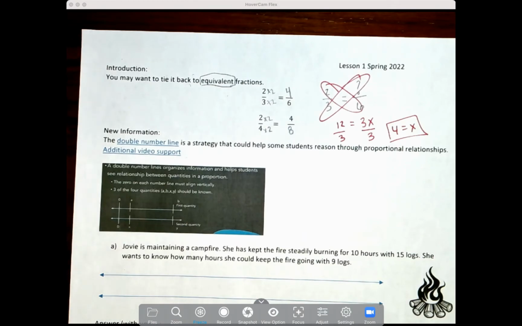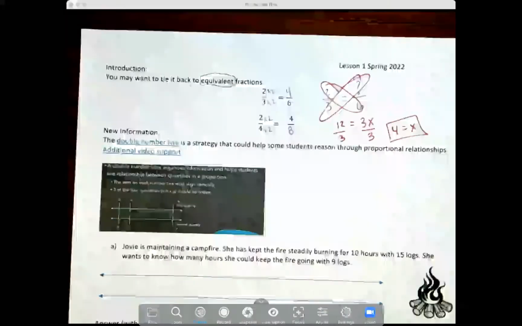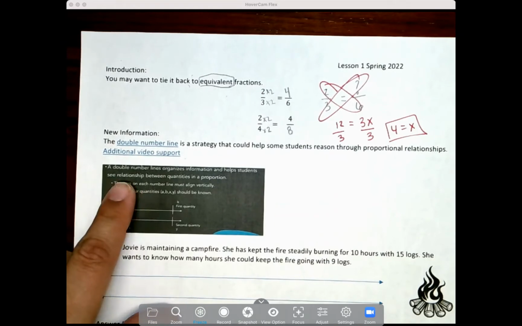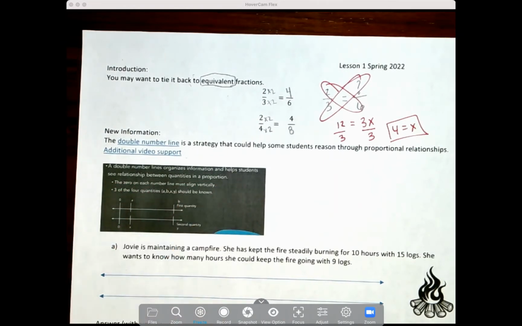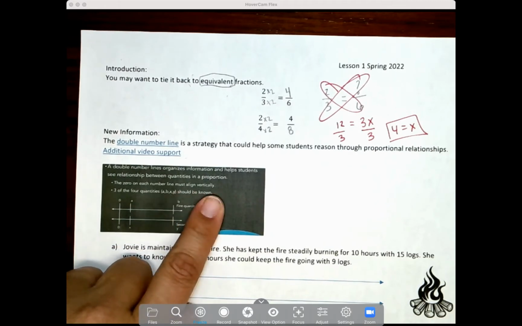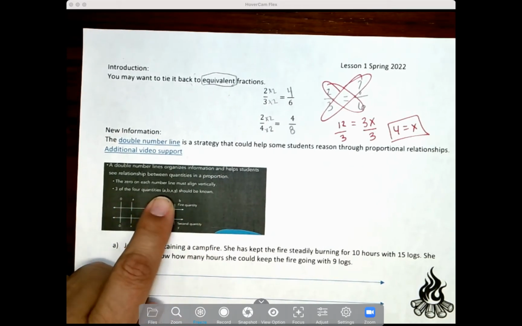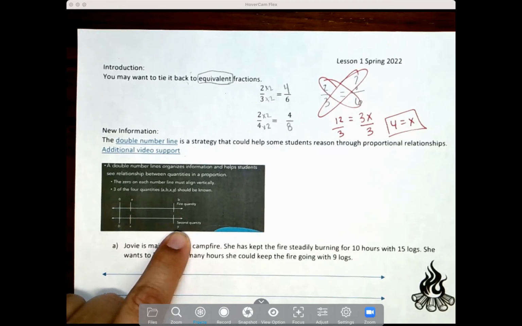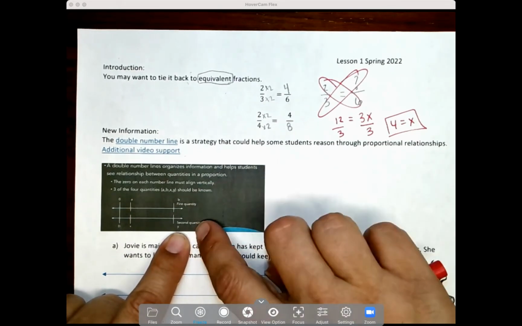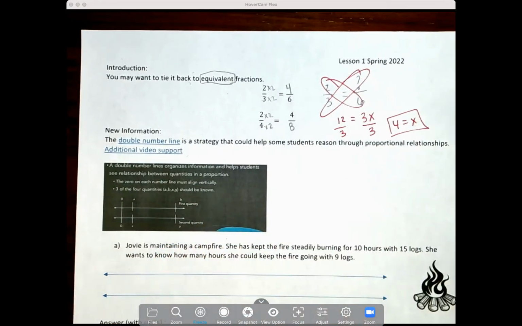A double number line is a way to organize information to help students see relationships between quantities in a proportion. The zero on each number line must align vertically, and 3 of the 4 quantities, you see there's an A, B, an X, and a Y, should be known. There's a first quantity and a second quantity.